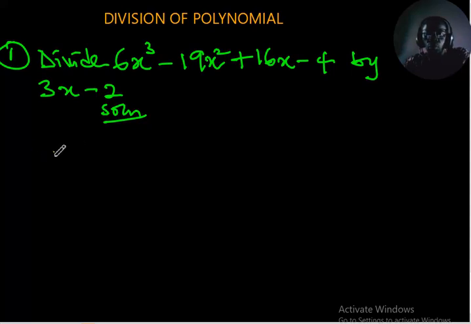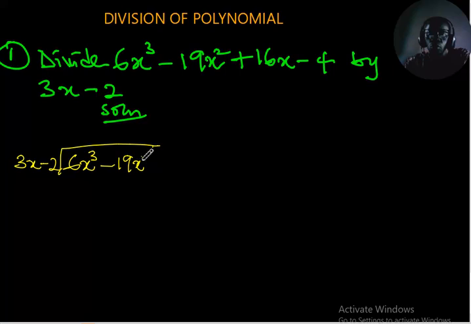Divide 6x raised to the power 3 minus 19x squared plus 16x minus 4 by 3x minus 2. 3x minus 2 is the divisor, which will be outside. Then 6x raised to the power 3 minus 19x squared plus 16x minus 4 will be inside.